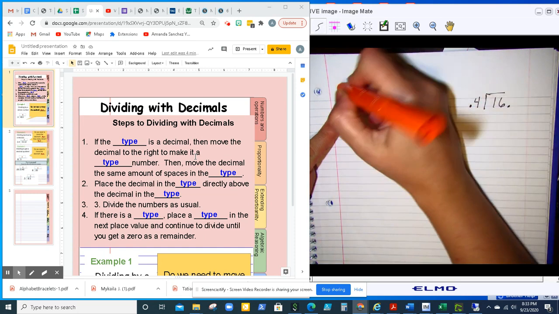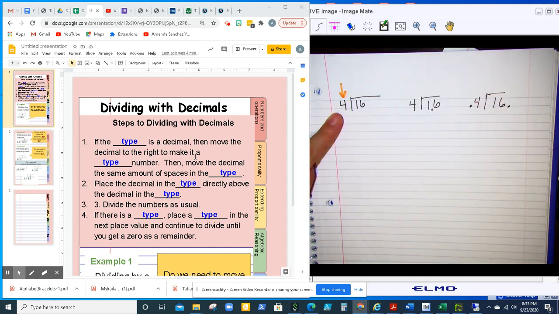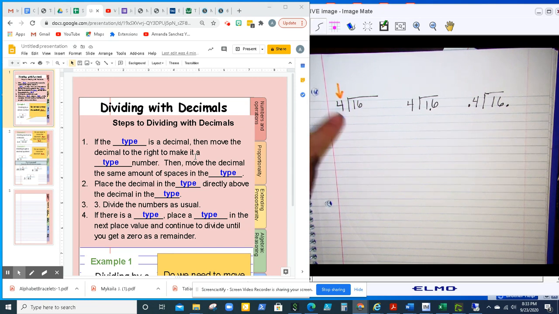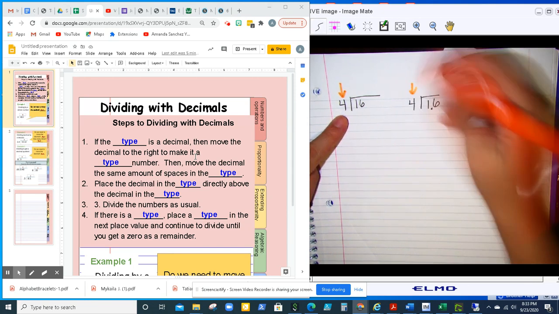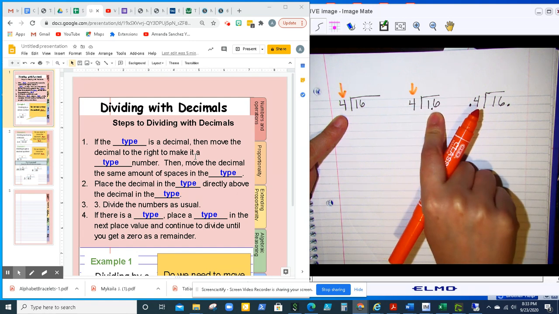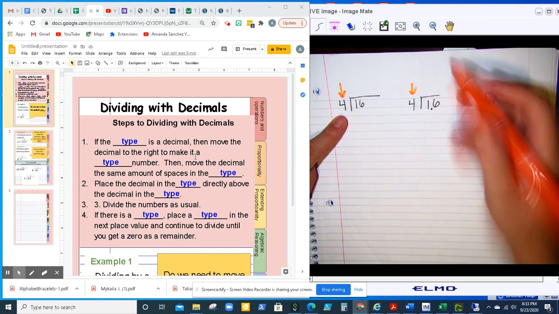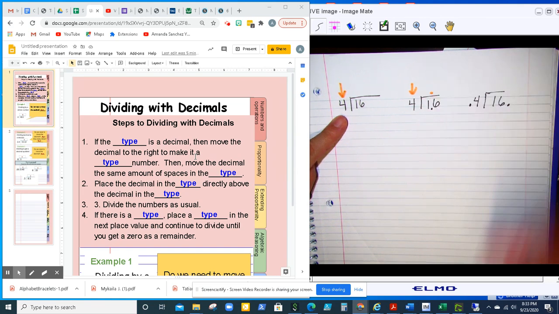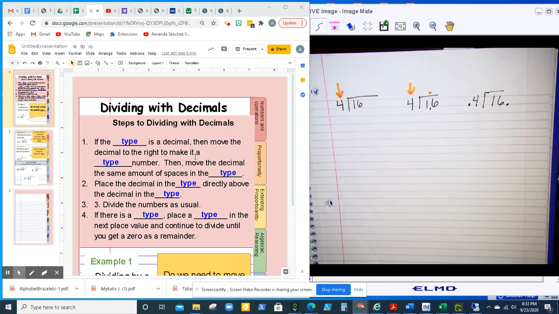Now you focus on the value that's on the outside, the divisor. So if that number is a whole number, you can go straight into division. Even if the number on the inside, the dividend, has a decimal, you still can go straight into division. This decimal would just shoot straight up and it's ready to divide already.